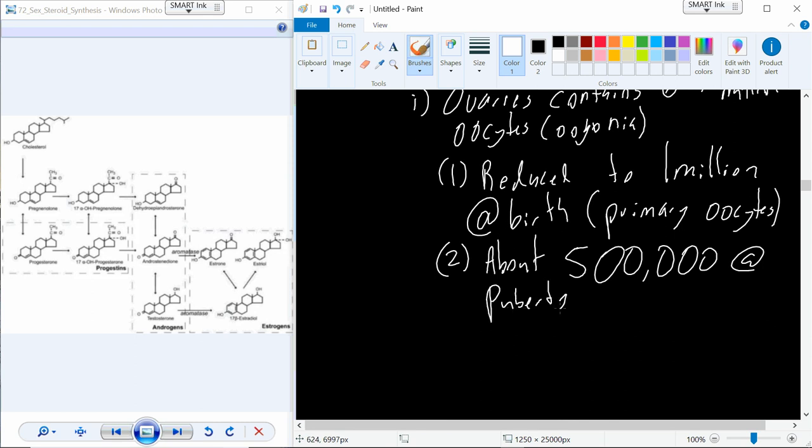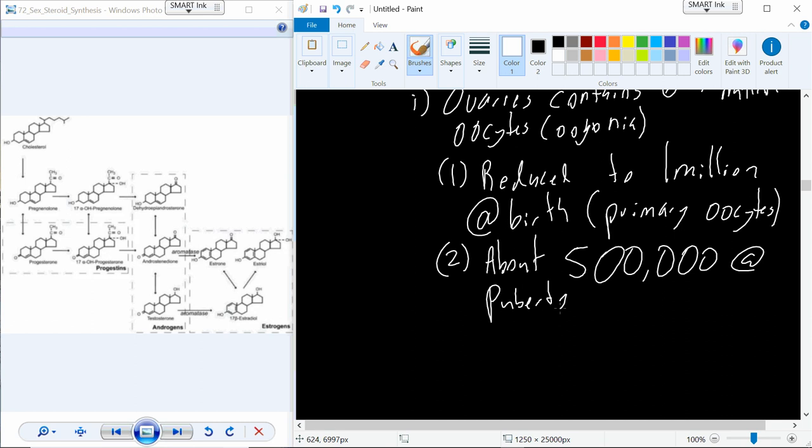So the question becomes, where are the other almost 5.5, 6.5 million going? They're just simply going through atresia, which means they're being reabsorbed. The cells are being broken down in the cycle. So at puberty, you have about 500,000. This is what's known as the reproductive supply.